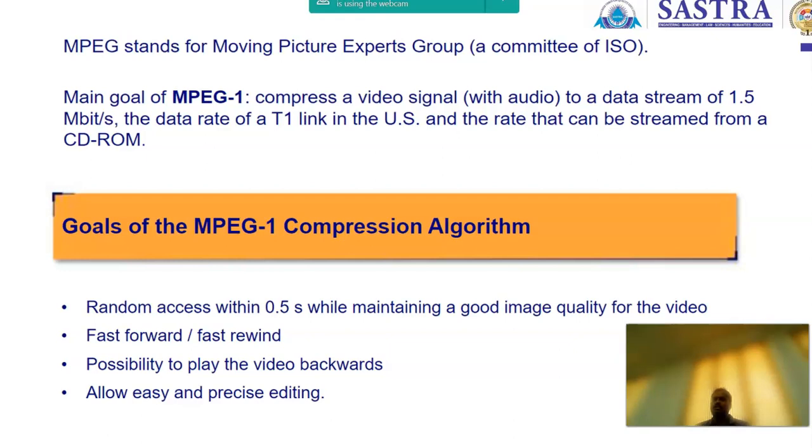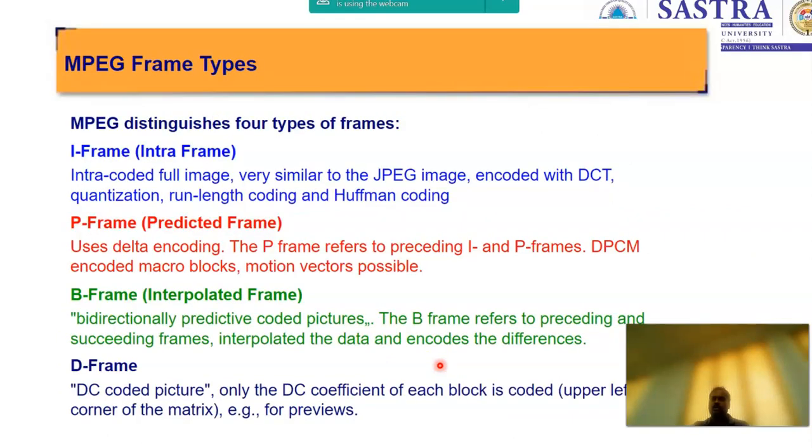The goals of this MPEG 1 compression algorithm are random access within 0.5 second while maintaining good image quality for the video. Fast forward can easily be done here, with the possibility to play the video backwards, and allow easy and precise editing. These are some goals of MPEG 1.